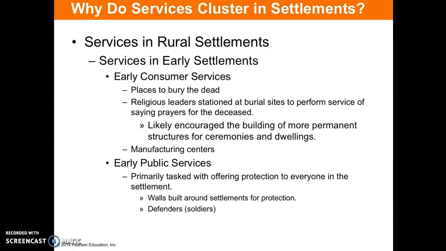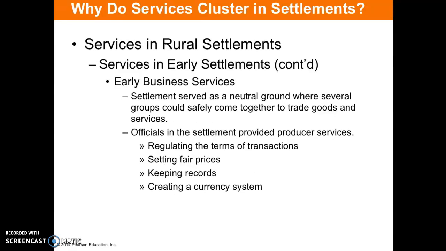Early public services would have included people who built walls, and soldiers and defenders, who were tasked with offering protection to people in the settlement. But they also had to regulate when rules were broken, so they also had some governance. And then they sometimes would have people who would go from settlement to settlement to act as a judicial service.